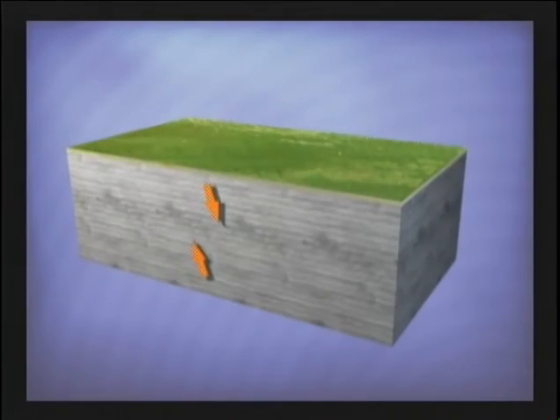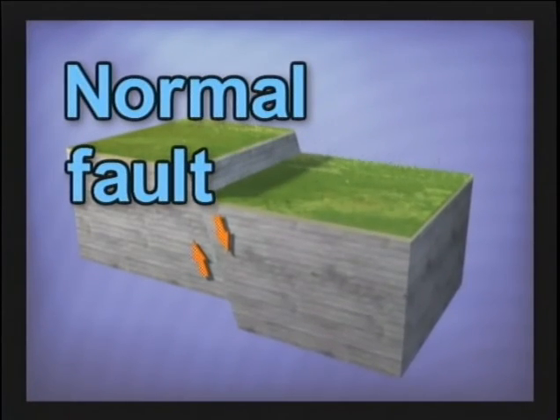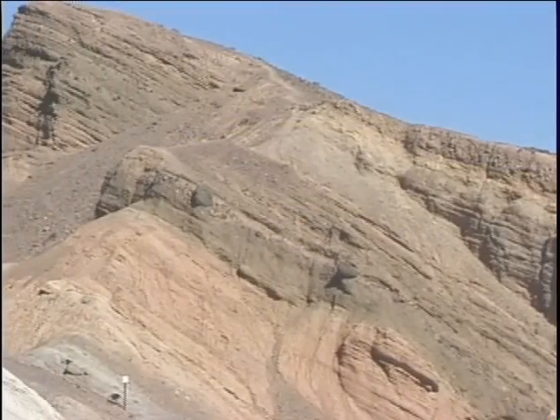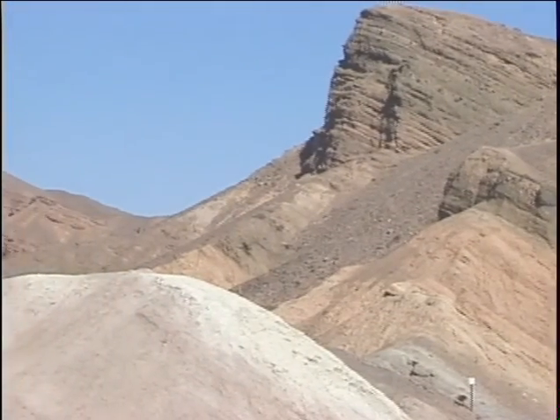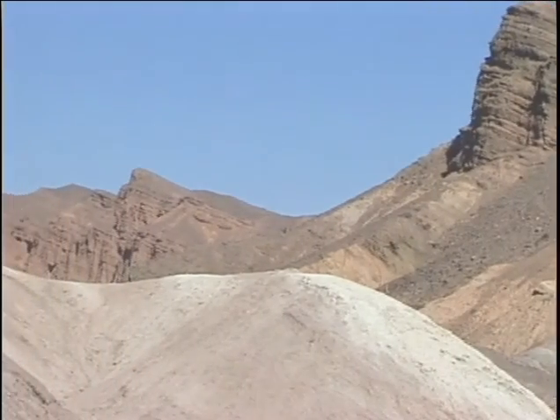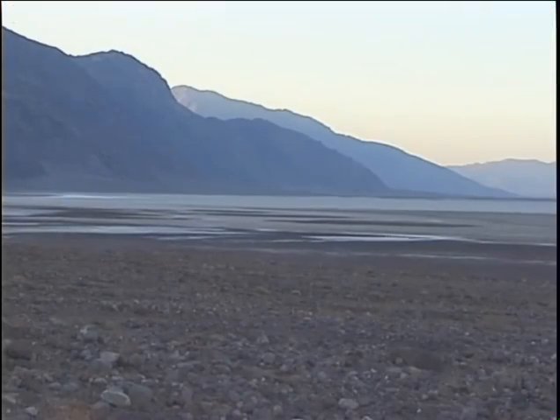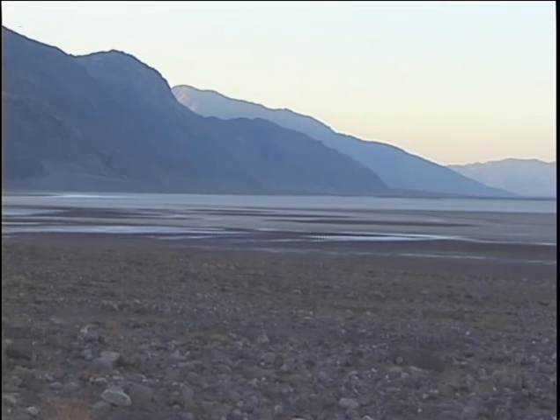When forces of stress cause the hanging wall to move down relative to the footwall, a normal fault is formed. Quite often, normal faults are steeply inclined and may form cliffs or fault block mountains. In turn, valleys, such as Death Valley seen here, may form when the area between normal faults slides downward.